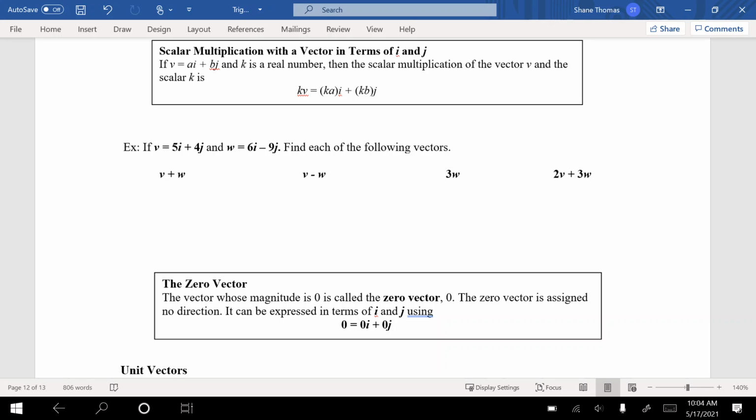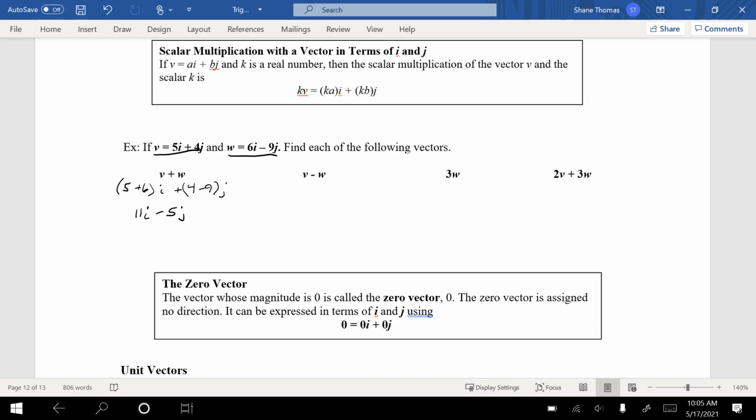So the first one, I have vector V, just here, vector W. I'm going to add those together. All you have to do, guys, is combine like terms. So I'm going to have 5 plus 6, I, plus J's are 4 minus 9. So what's 5 plus 6? 11. What's 4 minus 9? Negative 5. Boom. 11I minus 5J would be V plus W.